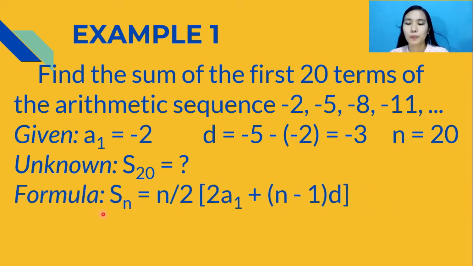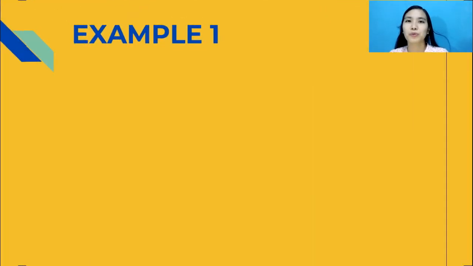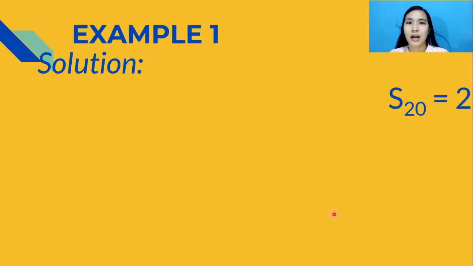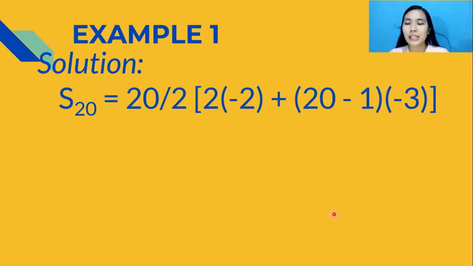The formula to be used, since our first term, our d, and our n are given, and obviously the last term is not given, we will use the second formula. That is, S sub n equals n over 2 times the quantity of 2a sub 1 plus the quantity of n minus 1 times d. Let us now solve. So by substitution, using our given formula and values, we have S sub 20 equals 20, our n, over 2 times 2a sub 1, our a sub 1 is negative 2, plus we have 20 minus 1 times negative 3.